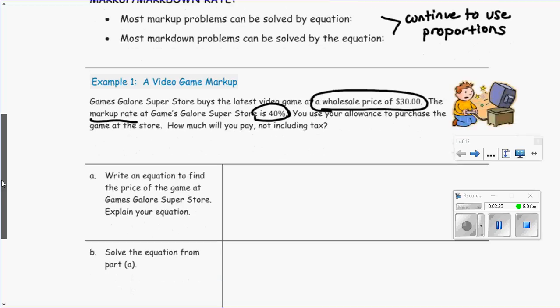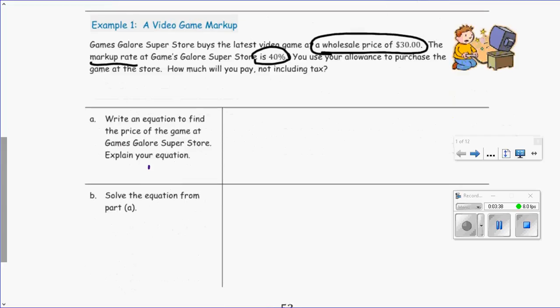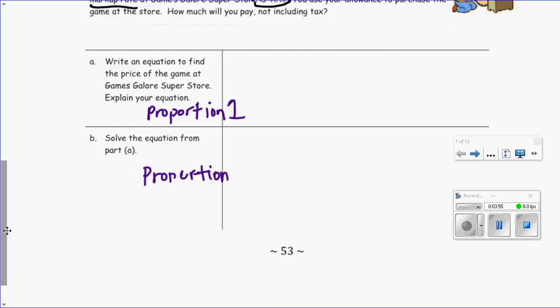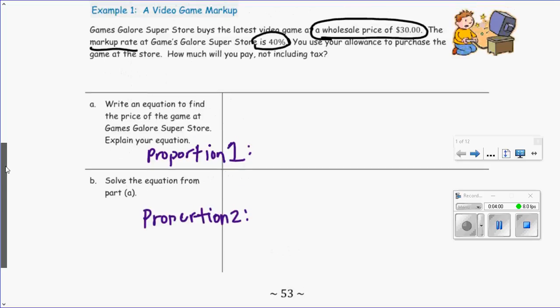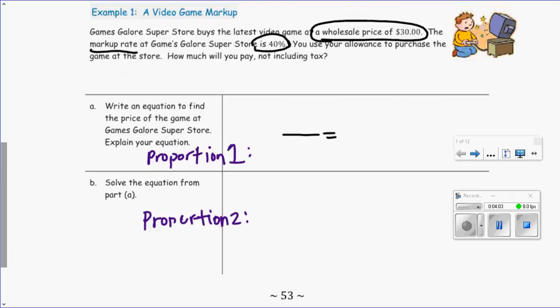So there's two ways to solve this. We're going to call this proportion 1. And then we're going to call this one down here proportion 2. Sorry, my pen is not writing very well. Okay, there we go. All right, for proportion 1, we're going to find out what 40% is and then determine the selling price. Okay, so we know that the wholesale price, or what it started out as, was $30, and we know that they mark it up by 40%. All right, pause the video, solve this, and see what happens.